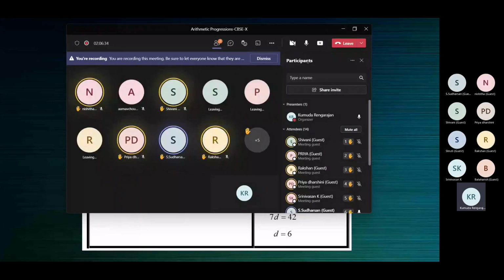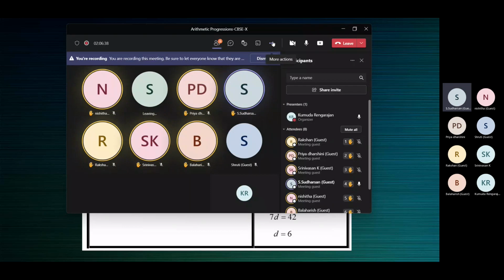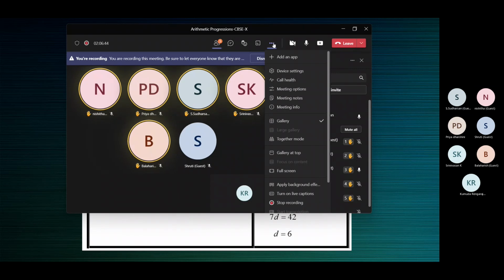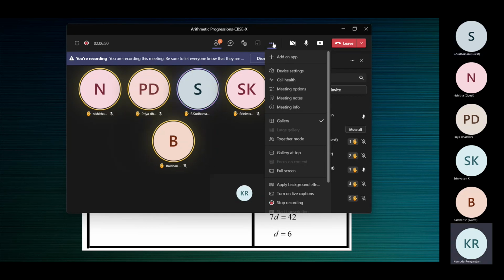Ma'am, I have one doubt. After completing the homework, should we take a photo and send it to you, ma'am? Oh, yes, correct. I forgot to mention that. Yes, Rakshan, you have to do that. When is the due date? By Monday, before the class on Monday.